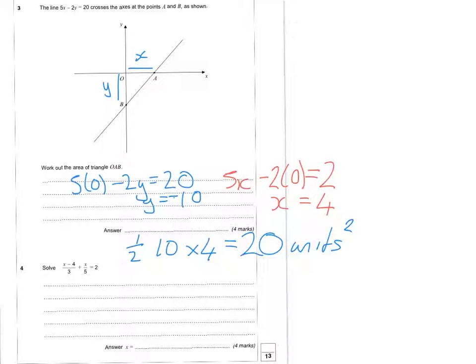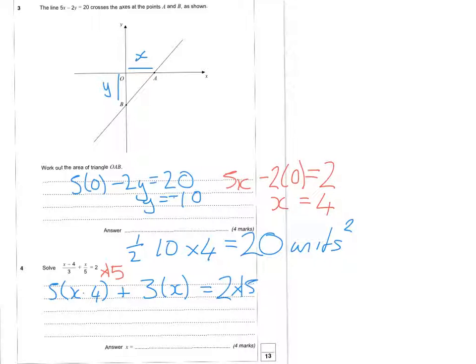Solve x minus 4 over 3 plus x over 5 equals 2. Okay, I'm going to multiply by 15 both sides to get rid of the fractions. So we get 15 divided by 3 is 5, x minus 4, plus 15 divided by 5 is 3x equals 2 times 15, which is 30.